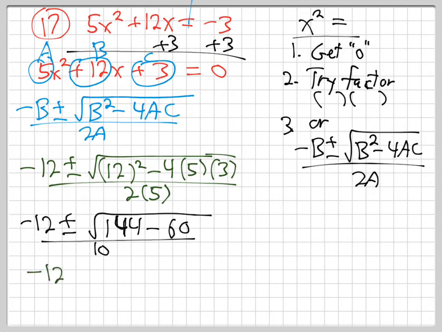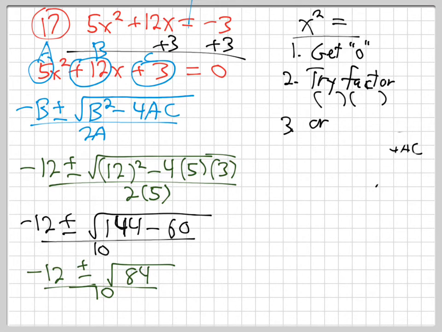And that's minus 12 plus or minus the square root of, what is it, 84, all over 10. Oh yeah, now we gotta do some simplification work. Everybody good so far? So remember how you do the square root. How do we do the square root of 84? Remember how that works? You use your calculator to break it down.